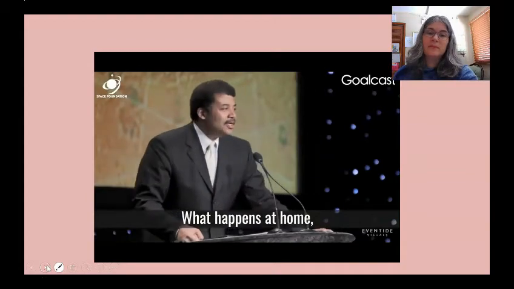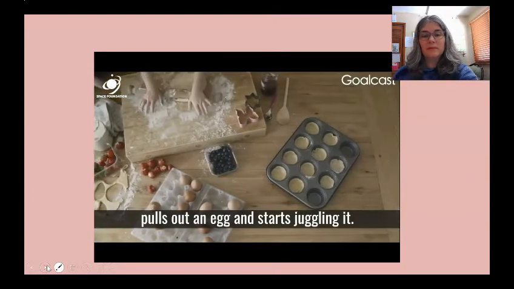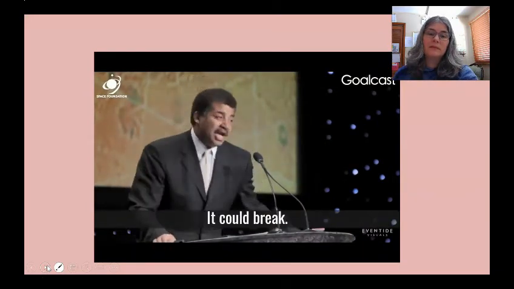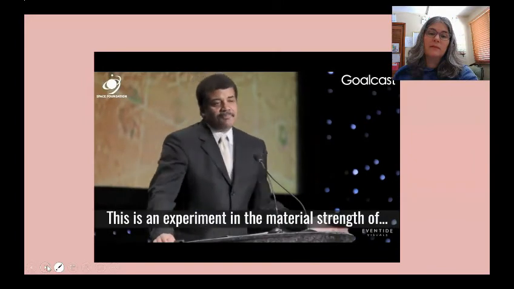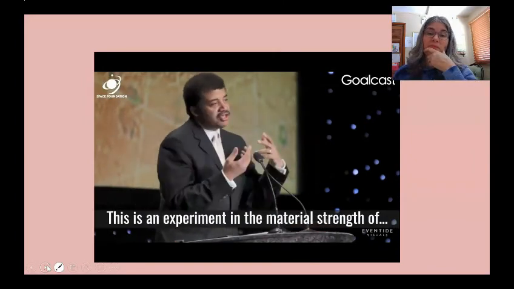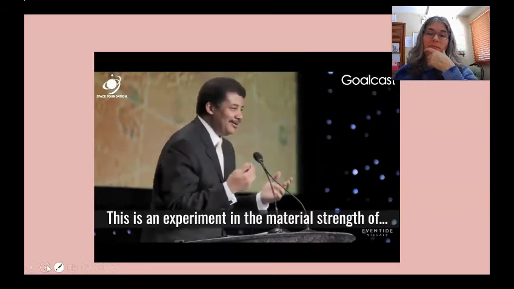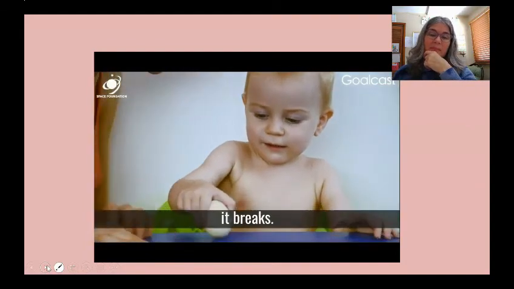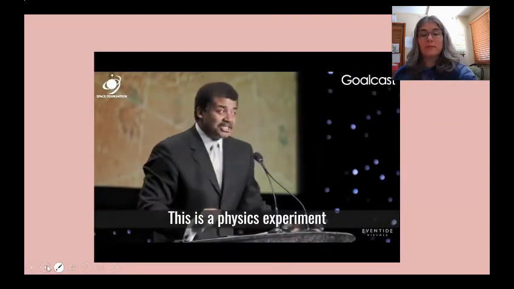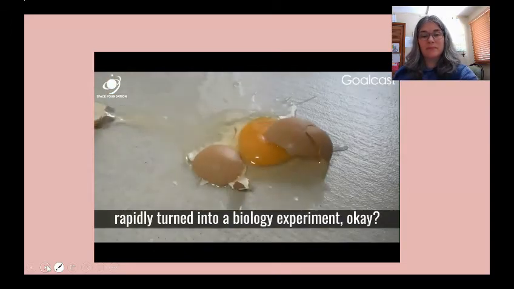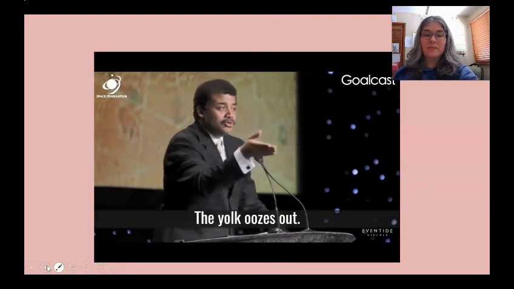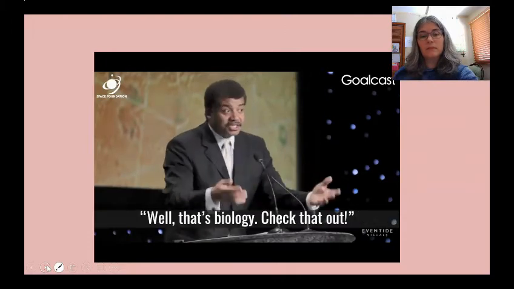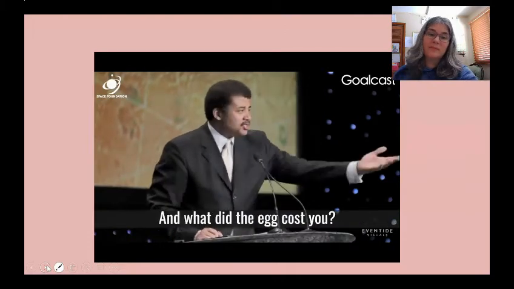So what happens at home is the kid reaches in the refrigerator, pulls out an egg, and starts juggling it. What's the first thing you do as a parent? Stop playing with the egg. It could break. Put it back. Excuse me, this is an experiment in the material strength of... Let the kid find out that when it drops, it breaks. This is a physics experiment, rapidly turned into a biology experiment, okay? The yolk oozes out. You say, hey, that becomes a chickie one day, okay? Wait, how does this gooey goo become a chicken? Well, that's biology. Check that out. And what did the egg cost you? 20 cents?